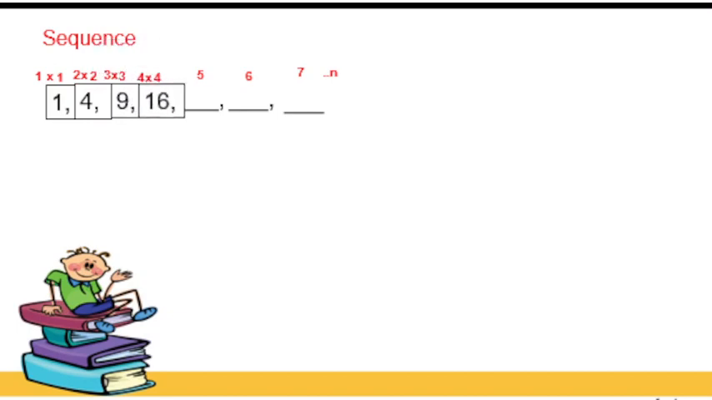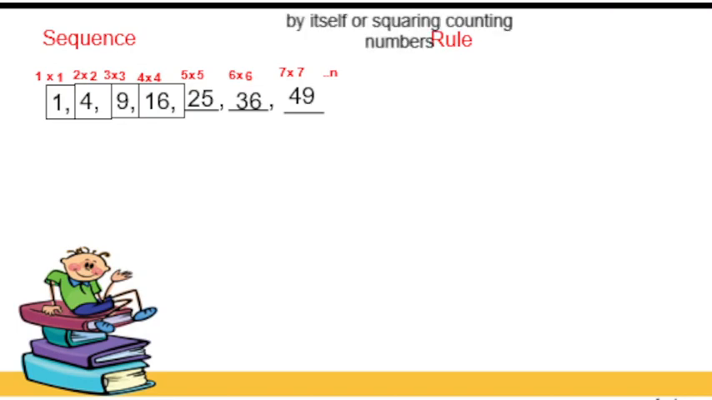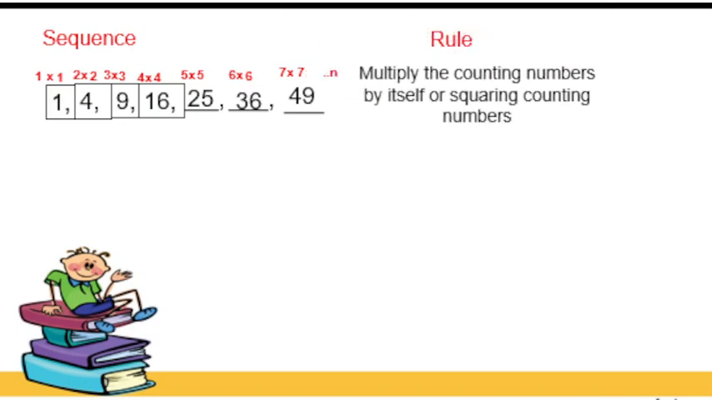Okay, so I'm just repeating it. 5 times 5 is 25. 6 times 6 is 36, and 7 times 7 is 49. Therefore, the rule is we multiply the counting numbers by itself, or squaring counting numbers. Therefore, the nth term is n squared.